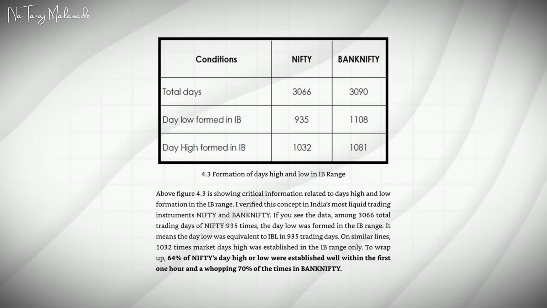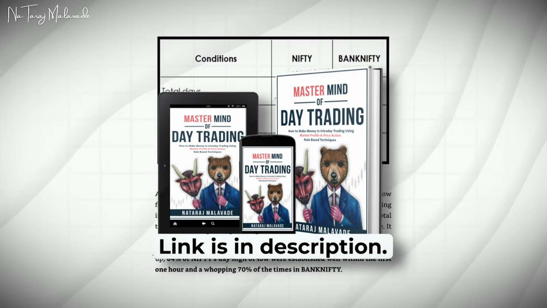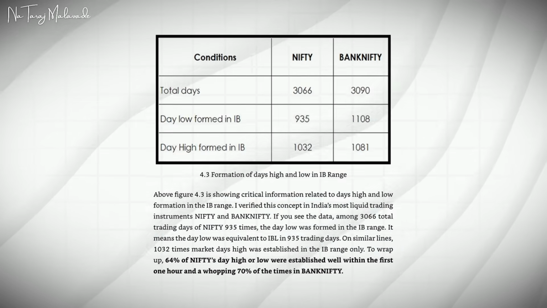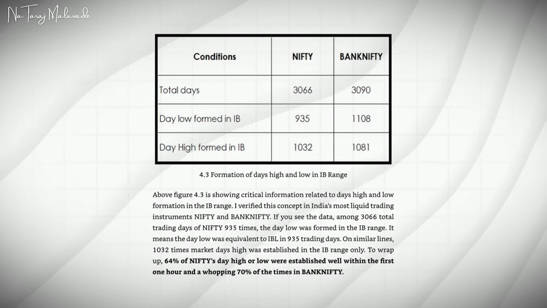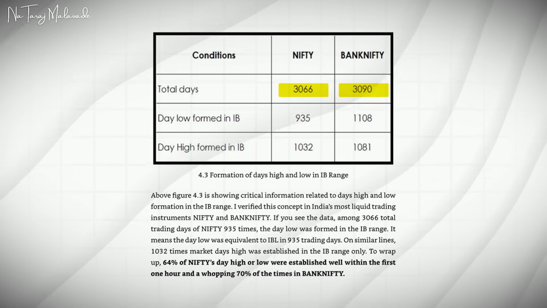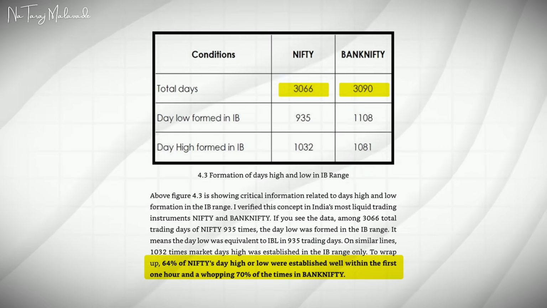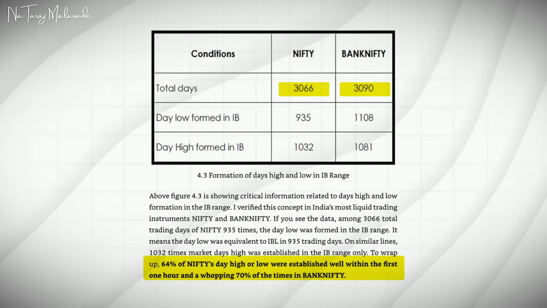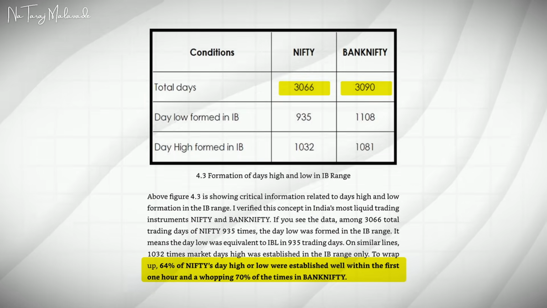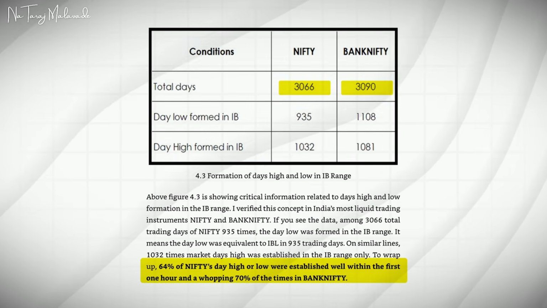But one point I wanted to mention here. Look at this particular data. This data is taken from my book, Mastermind of Day Trading. Again, this book link I have given in the description. You can check that later. This particular data suggests that among 3066 trading days in Nifty and 3090 trading days in Bank Nifty, 64% of the time Nifty's day high and day low were established well within the first 1 hour. And similarly, 70% of the time in Bank Nifty, the day high and day low were established within the first 1 hour. So this is an important point to understand here.